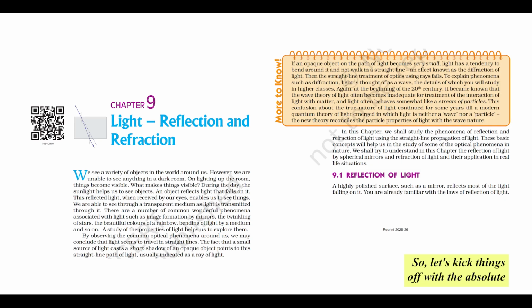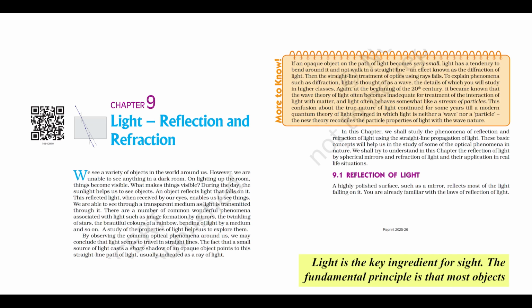So let's kick things off with the absolute simplest question. What actually makes things visible to us? Think about it this way. Imagine walking into a pitch black room. You can't see a thing, right? Right. Nothing at all. A flick on the light switch. Suddenly, everything in the room becomes clear. This simple everyday experience tells us something profound. Light is the key ingredient for sight.